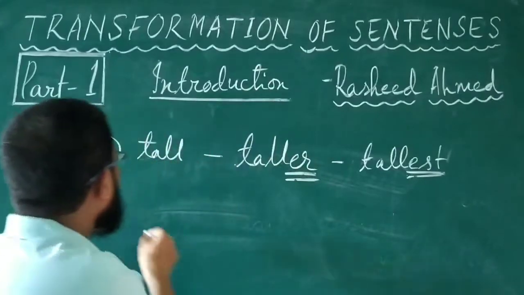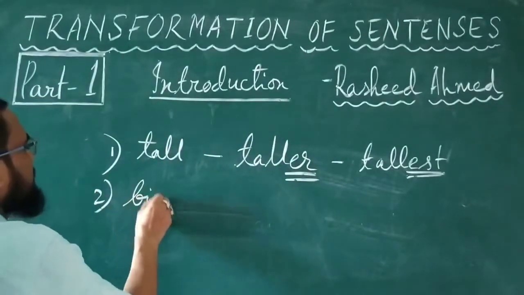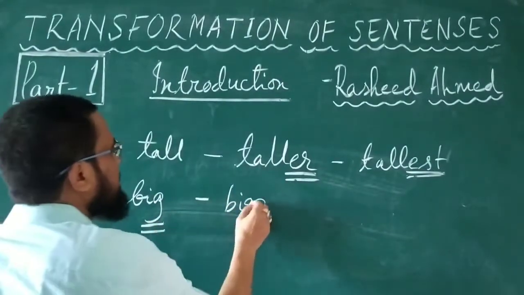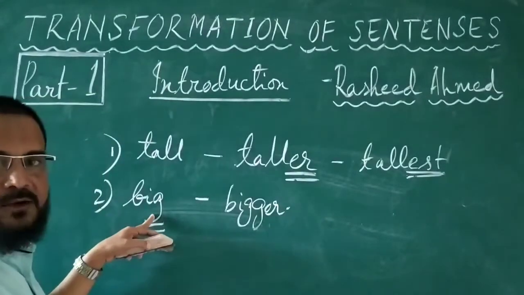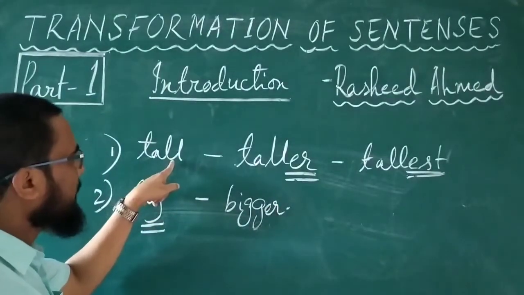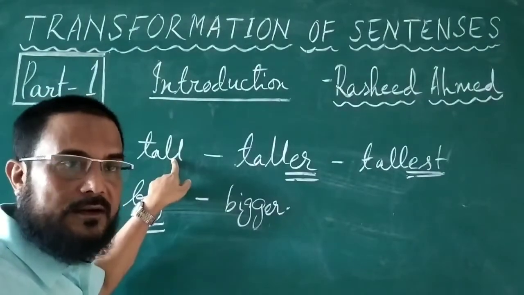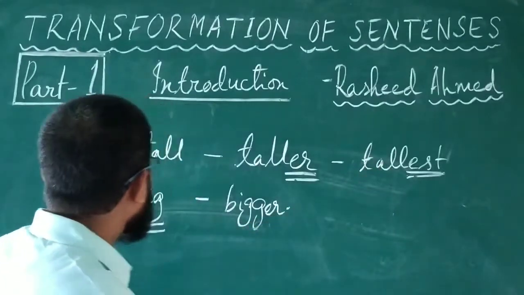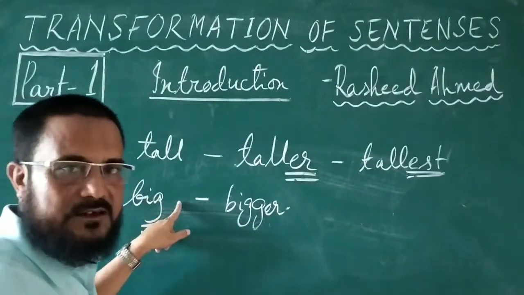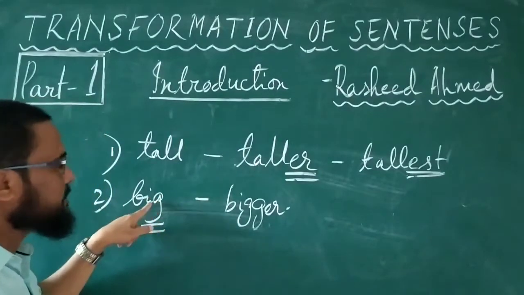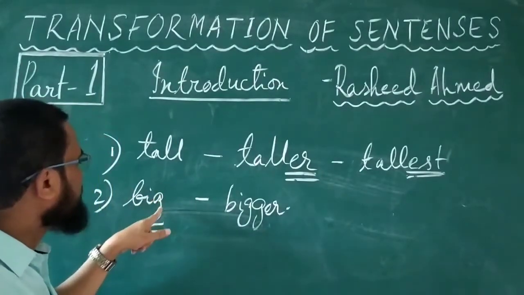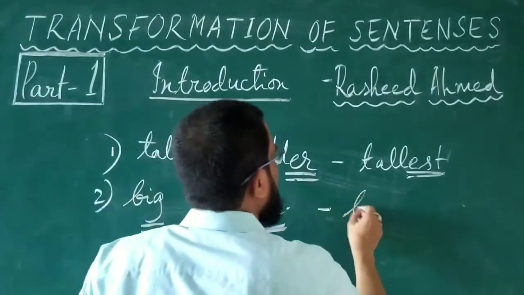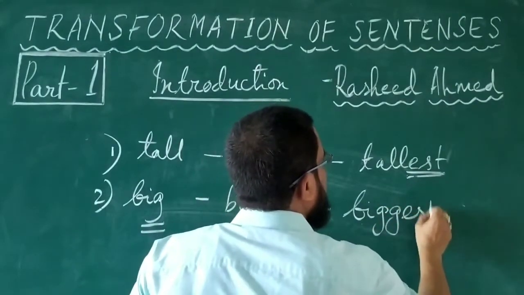Now you see another word where only er is not added. Big. Here, before adding er, you have to double this g. G is single here, you have to double it. In case of L, in tall, L was double already in the original word. You just added er and est to make it comparative and superlative respectively. But so far as big is concerned, the last letter is a consonant. Before the last letter consonant, there is a vowel. So you have to double the consonant, and then you have to add er. The same is the case with superlative. Double the consonant, then add est.